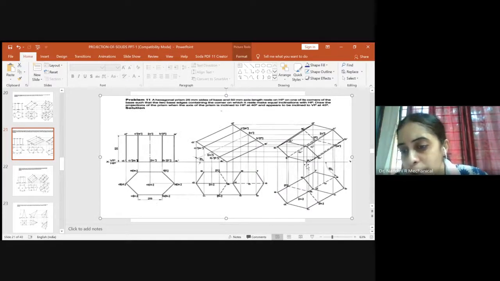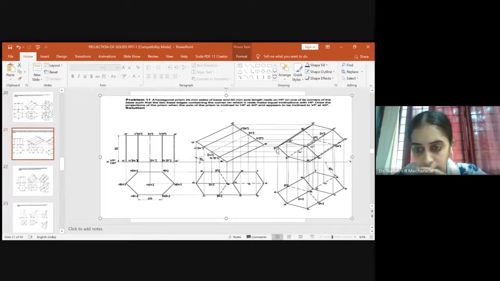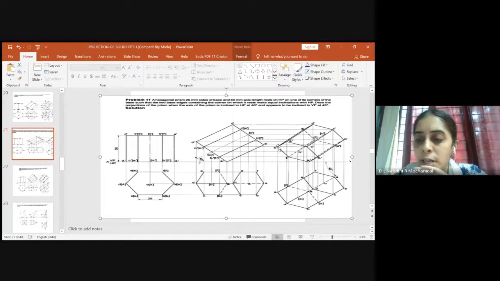Okay, so you will join A1 dash to B1 dash, B1 dash to B dash. So this is the outer boundary: B1 dash to B dash, B dash to C dash, C dash to D dash, D dash to E dash, D dash to E1 dash, E1 dash to F1 dash, and F1 dash back to A1 dash. So this is the outer boundary.